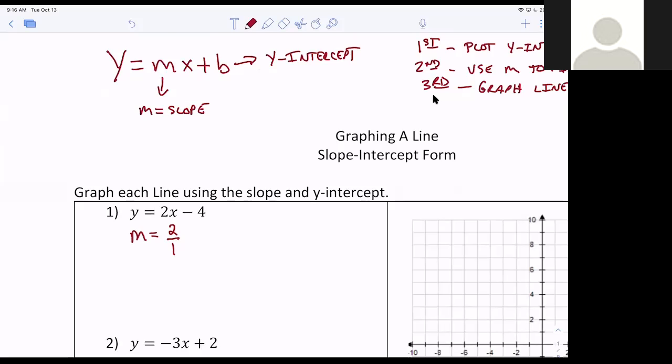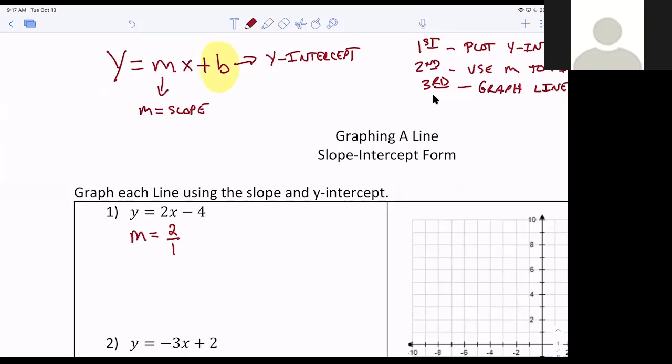All right, the y-intercept is what? Negative 4. How do I know the y-intercept is negative 4? Because that's the b value, and the b value occurs after the x. So the y-intercept is negative 4.